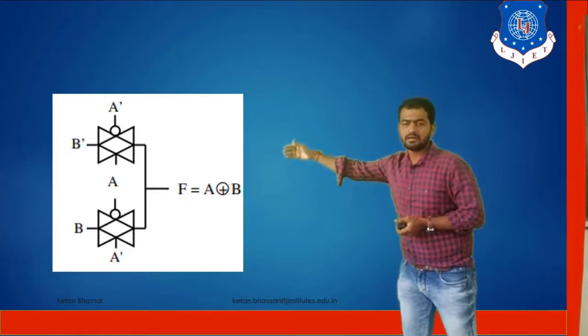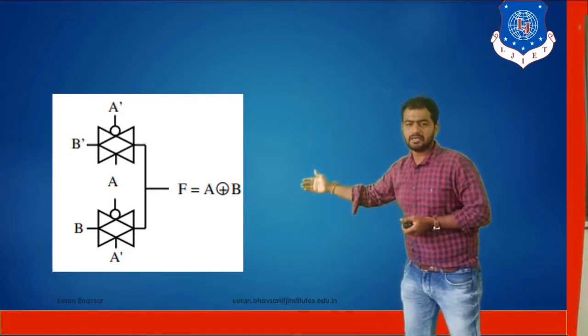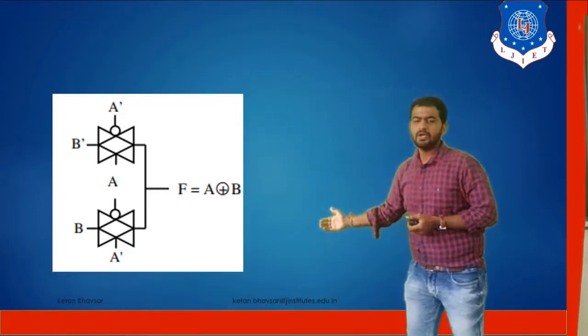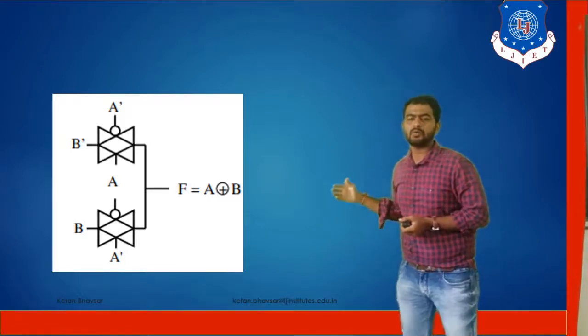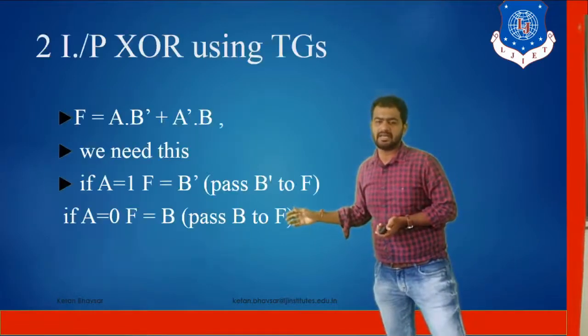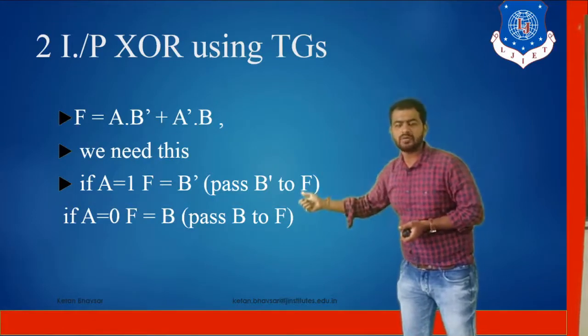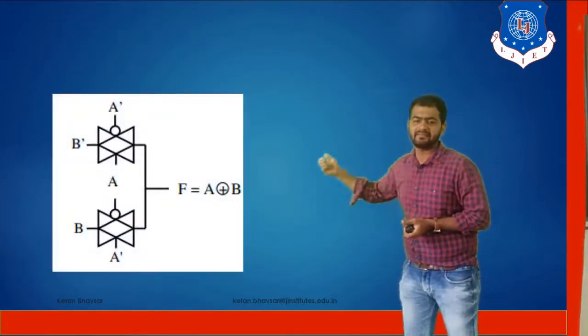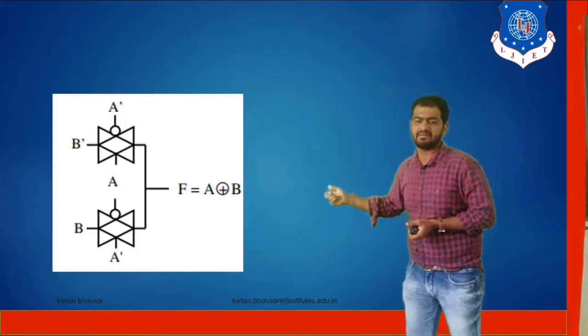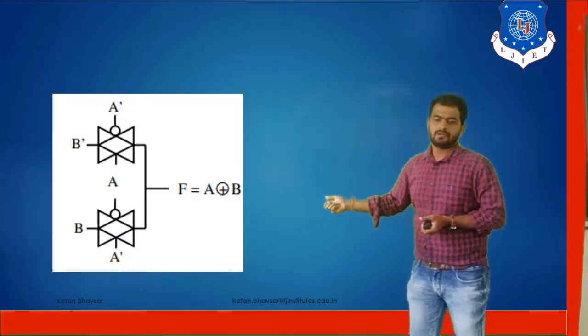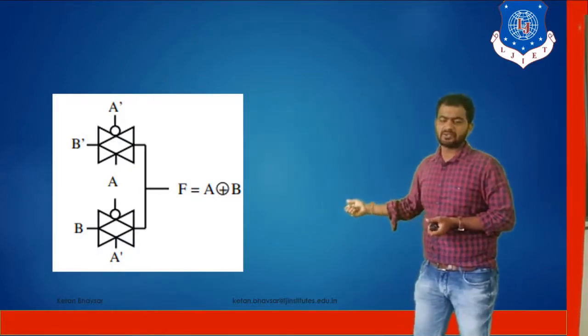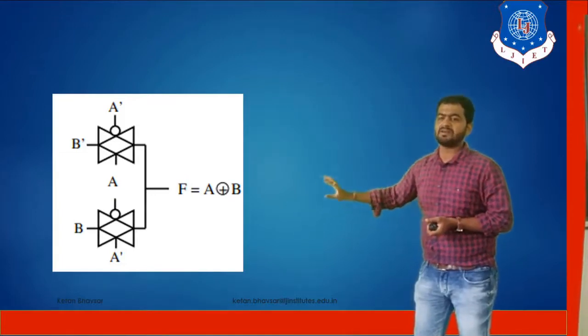It's B bar, A bar, A, B. A is a common one in A bar. So ultimately, passing the value when you pass the elements like this, it's B bar to F. If A is equal to 1, then we are getting directly B. If A is equal to 0, then we are getting the B bar. So ultimately, we are getting A bar B plus A B bar.